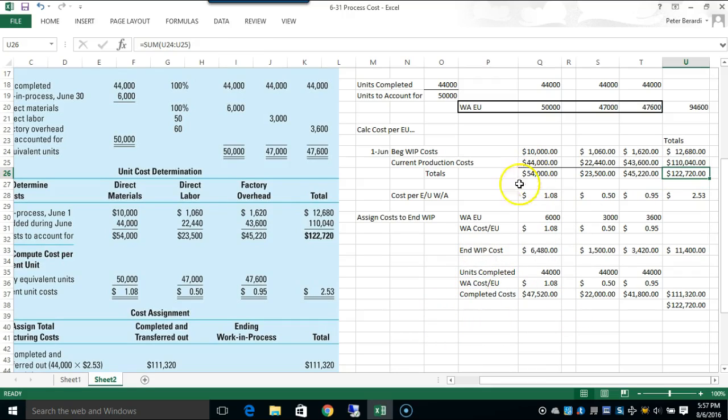On a T account basis, okay, your beginning WIP cost would be $12,680. Your direct materials, direct labor, and factory overhead debit would be $110,040. The credit side would be your units completed, which is $111,320 on the credit. Therefore, your balance of your ending WIP inventory is going to be 11,400. So it would all tie out.